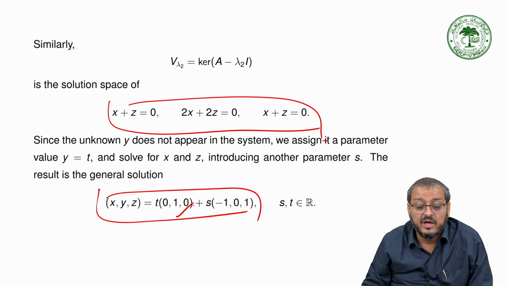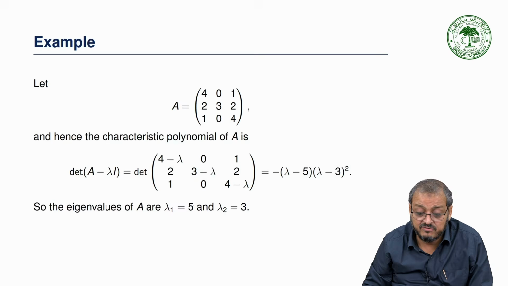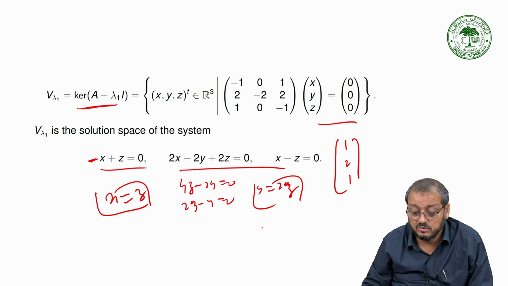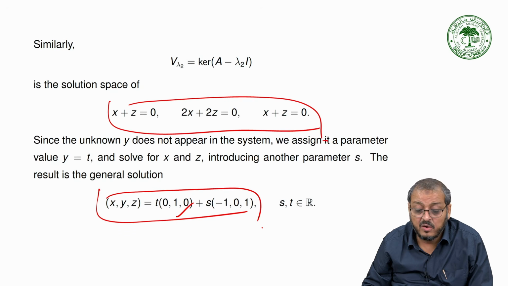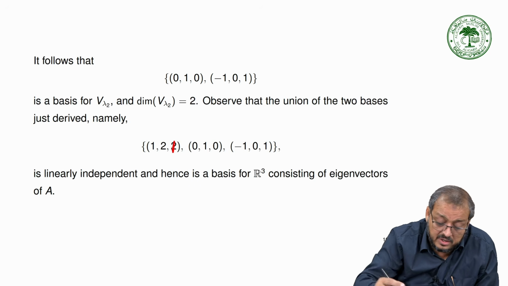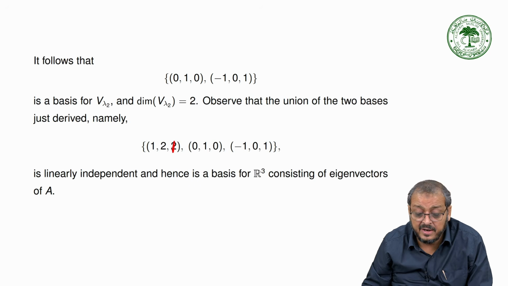I already calculated the second one, which is the same: minus 1, 0, 1 and 0, 1, 0. Okay, no problem. Then this is the eigenvector, so this should be 1. Since they are linearly independent and form the basis, they construct the eigenvectors of A.